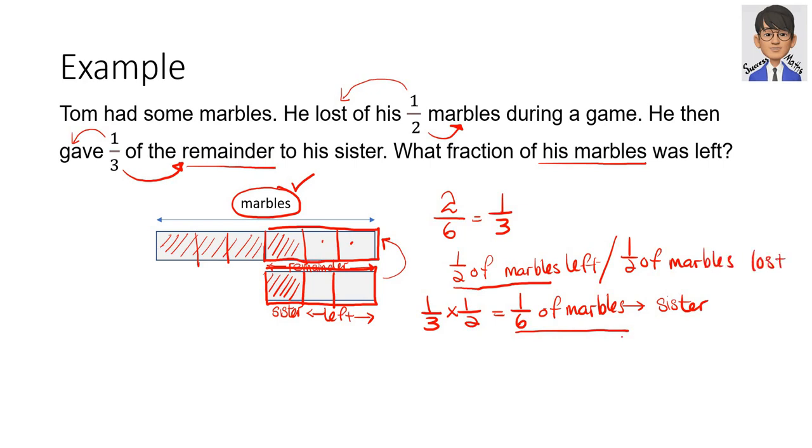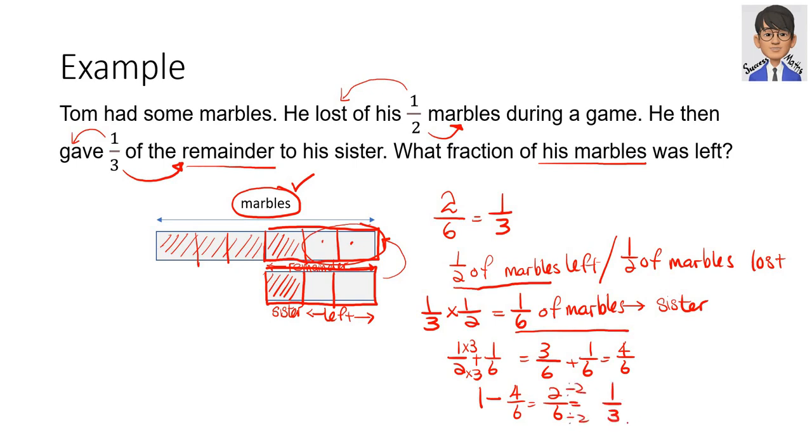Lost during the game. Now we want to take a look at what fraction of the marbles was left. You can find out that the total number of marbles that are gone is half plus 1/6. When you multiply to make the denominator the same, because both fractions are referring to the same whole, then what is left is 1 minus 4/6. That will give you 2 out of 6, which can be seen in the model here. You simplify it, divide by 2, divided by 2, and you get 1/3.